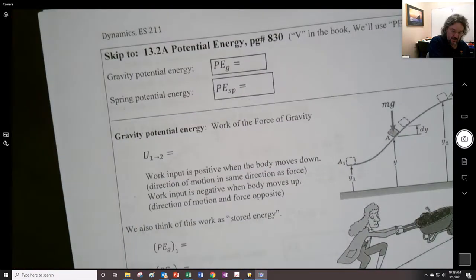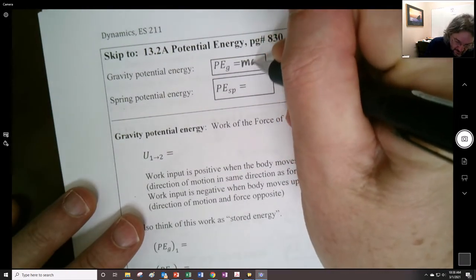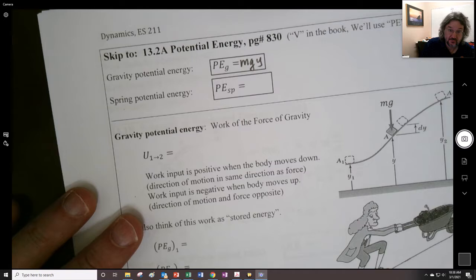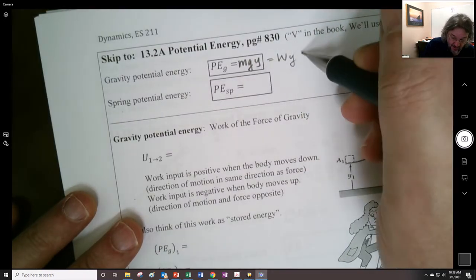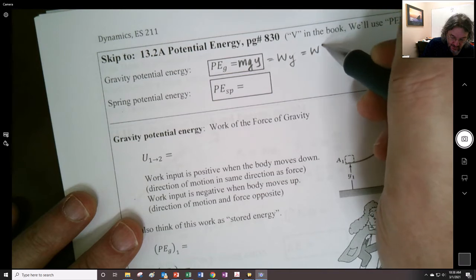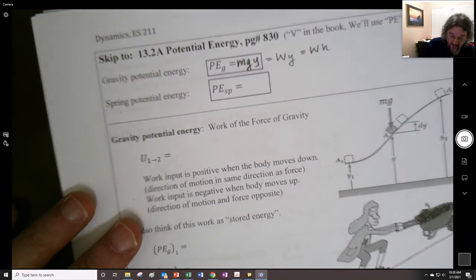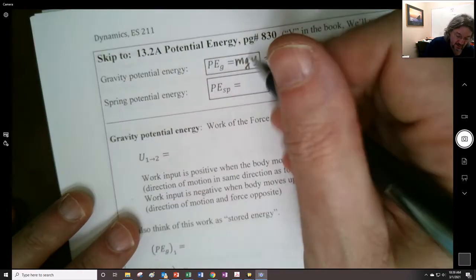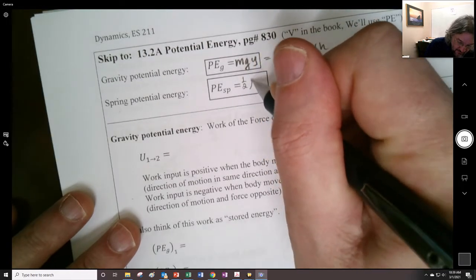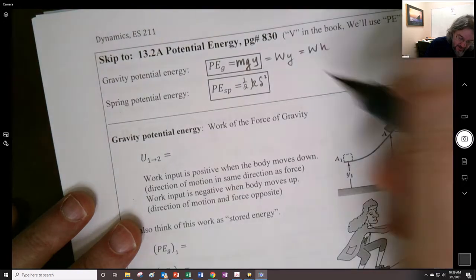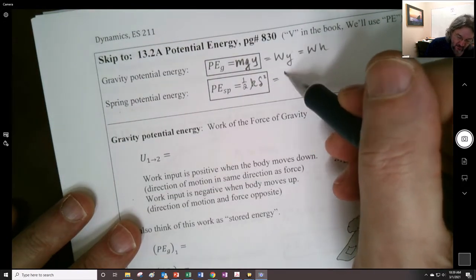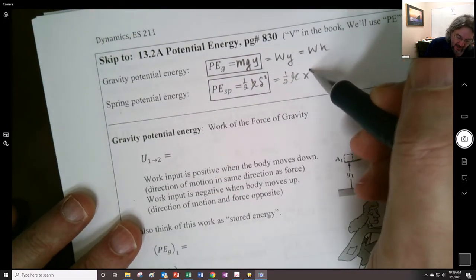So potential energy can be written out as mg, and let's say y, right? We could also say that it could be weight times y, or sometimes weight times the height of the thing. And spring is 1/2 k, and I like to use a del squared, right? Sometimes they will write 1/2 k x squared.